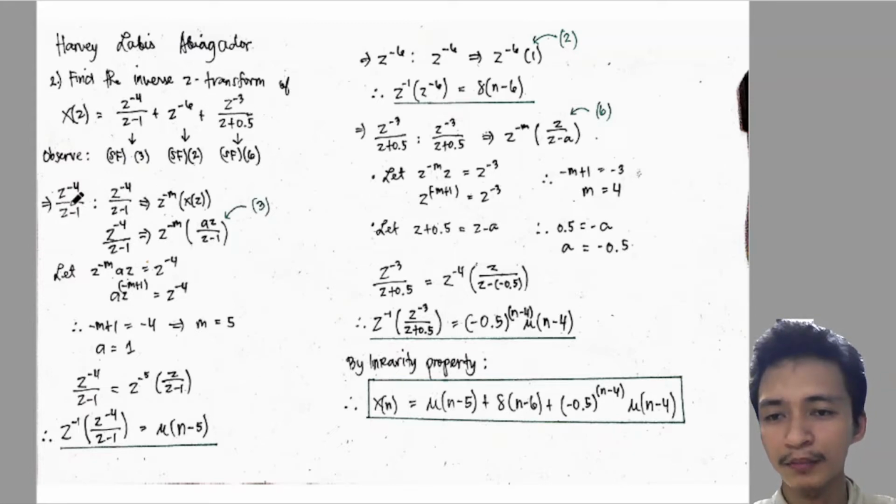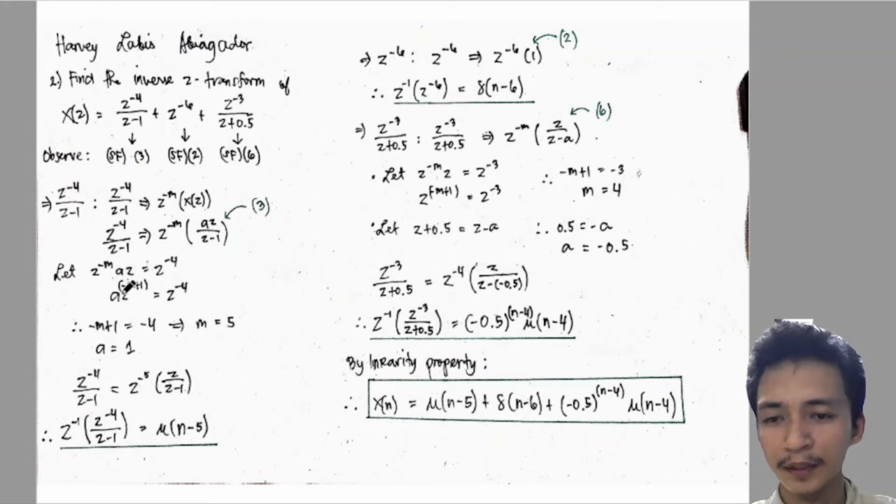So for this part, first term, z raised to the power of negative 4 over z minus 1. So this exponent suggests shifting. We pick number 3 as the X of z because of the denominator. Okay, so therefore we have z raised to the power of negative 4 over z minus 1 equals z raised to the power of negative m times a of z over z minus 1. So using this part, we let z raised to the power of negative m equal z raised to the power of negative 4. So that's for the numerator.